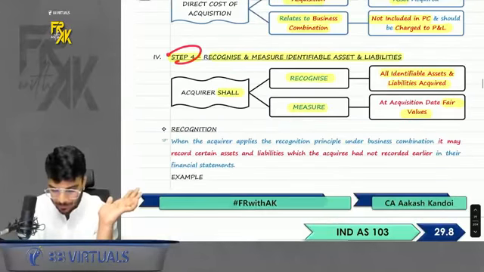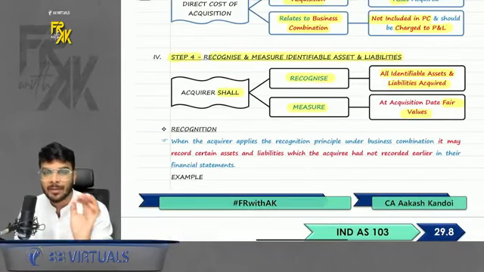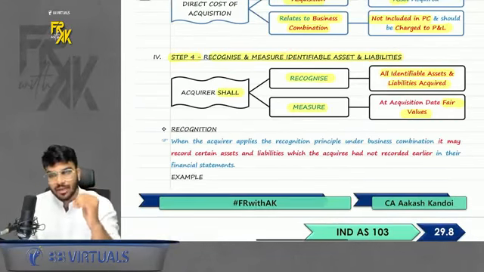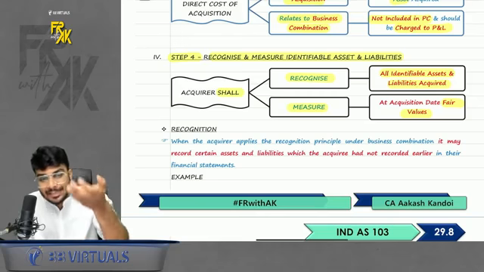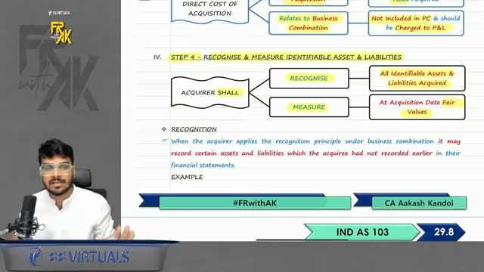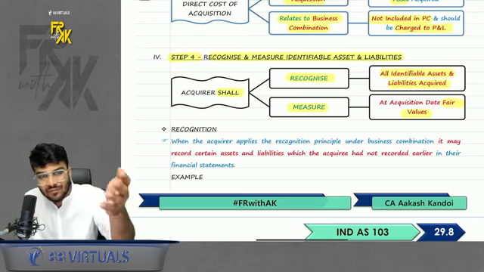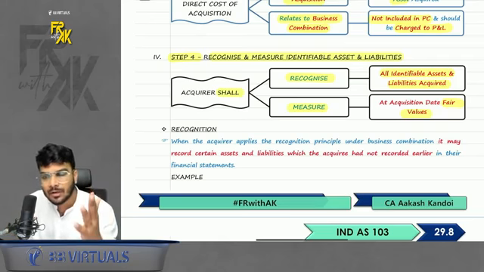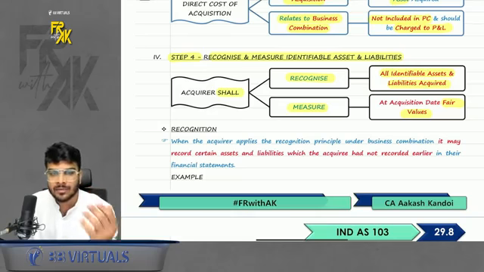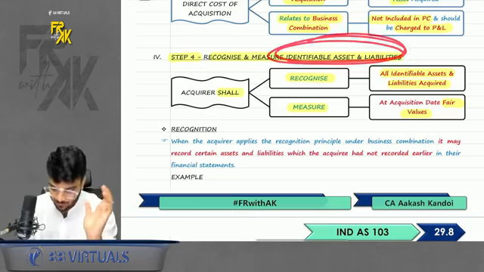Now we come towards step number 4, and that is identifiable assets and liabilities. So whenever you pay any purchase consideration in CFS, what will you record? See, what is the day 1 CFS? So in CFS, you will record all the assets and liabilities of the subsidiary.